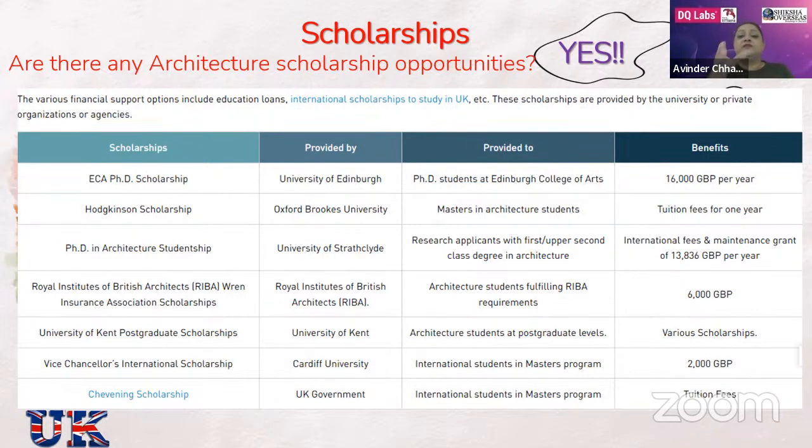These are provided by the University of Edinburgh, Oxford Brookes, University of Strathclyde, Royal Institute of British Architects, and then the University of Kent or Cardiff or the UK Government. Besides this, each university that you apply to has some bursaries available. They have some innate departmental scholarships which are not much. Like in the UK, unlike the USA, you don't get huge amounts of scholarship. They are limited, but yes, you do get them.